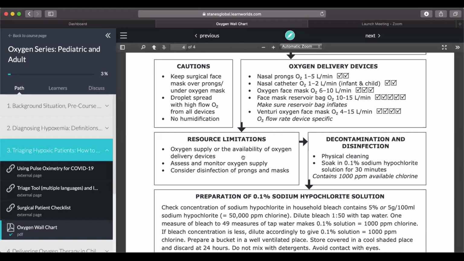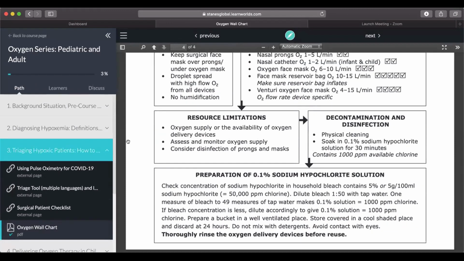So the resource limitations are going to be your oxygen supply and delivery devices. So you want to assess and monitor your oxygen supply regularly, and you want to understand what oxygen delivery devices are available in your facility, which is why we started this series with the facility evaluation forms. And those forms are not to be turned in, they're for your use and knowledge to understand what is available in your setting. And the rest of this algorithm goes through decontamination and disinfectant.